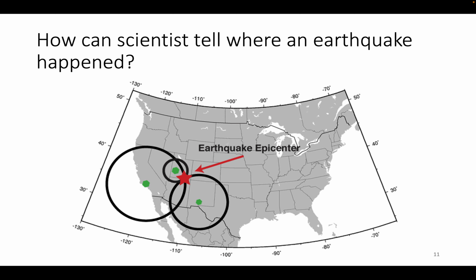So I'm going to repeat this again. You have 3 seismographs. They each recorded the same earthquake. You then draw a circle around each of those seismographs where the radius is the distance from the seismograph to the epicenter of the earthquake. The point at which all 3 circles intersect is the source or the epicenter of the earthquake.